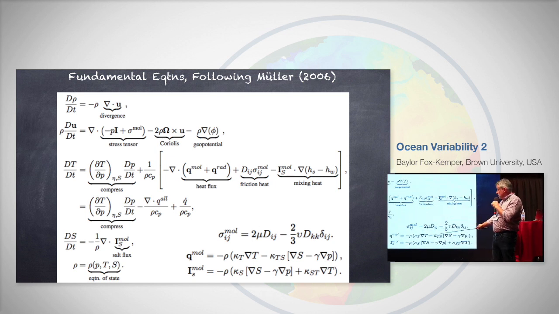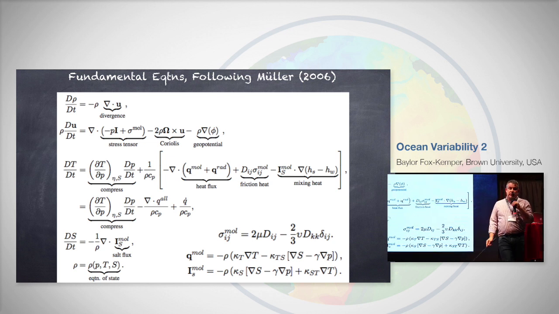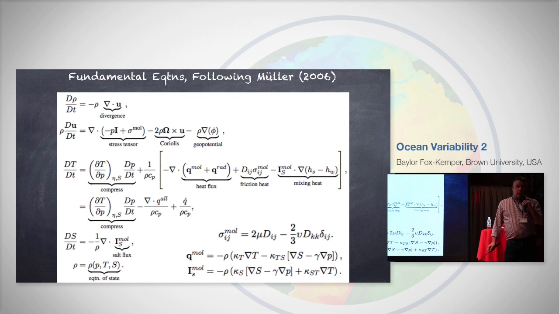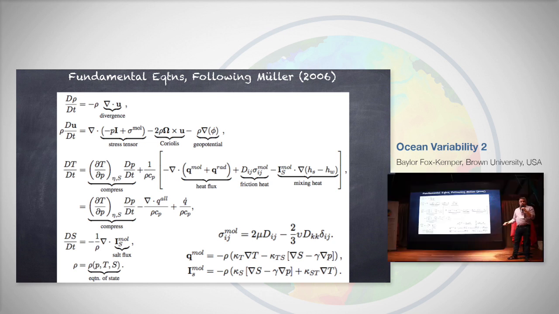So we know all of these diffusivities. We know this viscosity. We know everything about the system for seawater. So what's the problem then with this system?